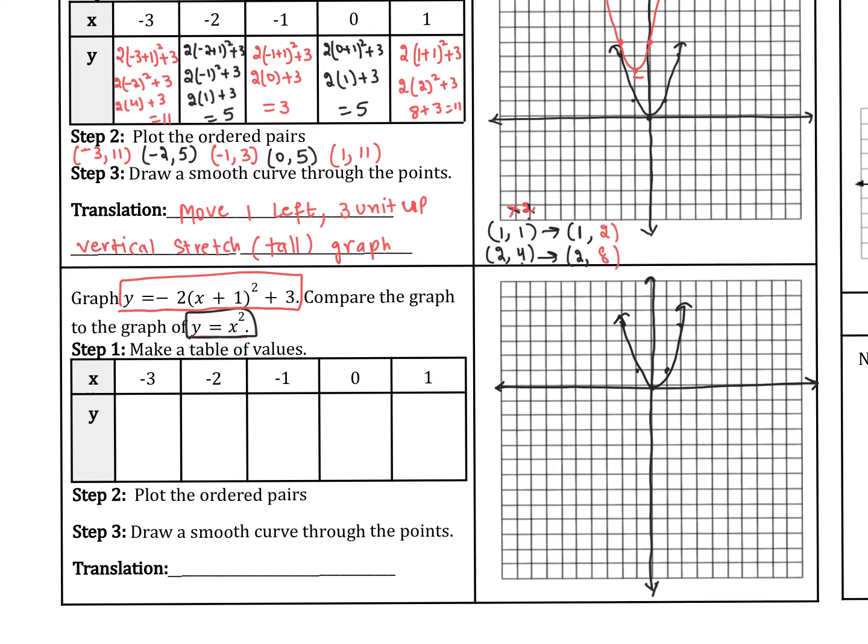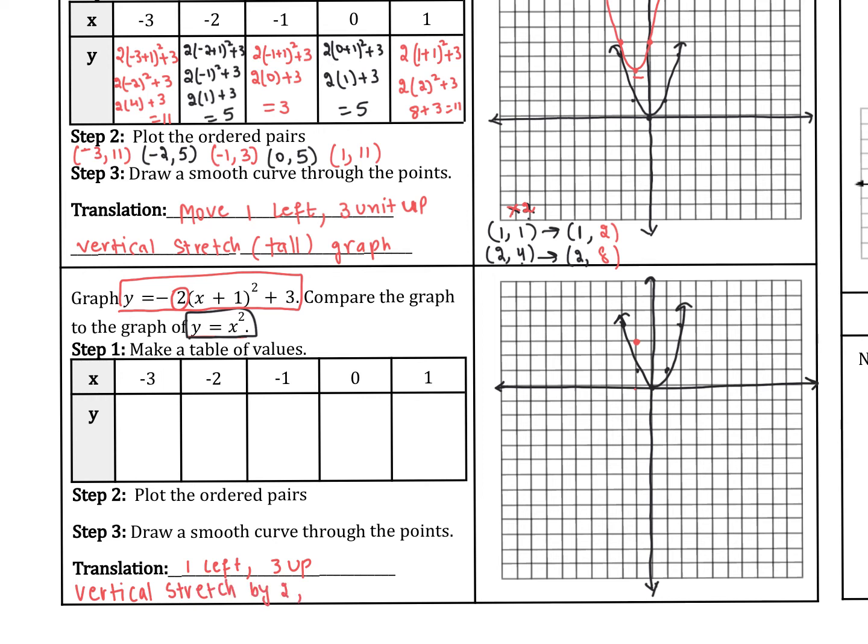Now to do the next graph that I boxed in red, you're going to move the parent graph 1 unit left and 3 units up. So 1 unit left and 3 units up is this point where we're going to start the graph. That's the translation I did. Next is this 2. The 2 means that I need to have the vertical stretch by 2.